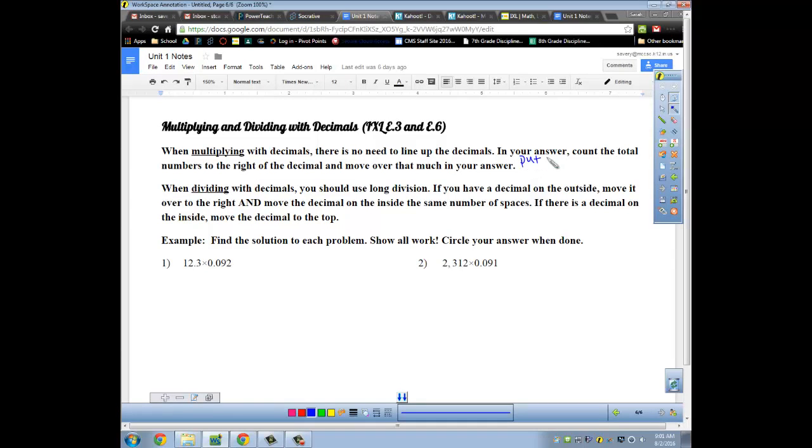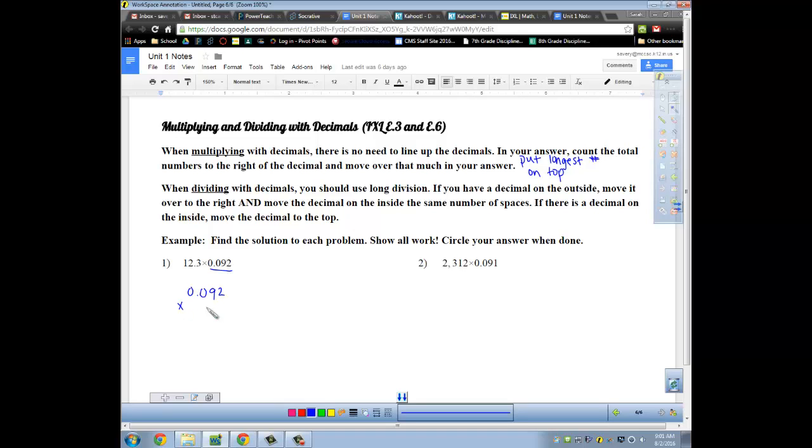put the longest number on top. When I say longest, I don't necessarily mean biggest, just like 12 is bigger than 4. I mean which one has more numbers in it. That one will go on top. So if I look at number 1, I want to put my longest number on top. So my 0.092 is going to go on top.